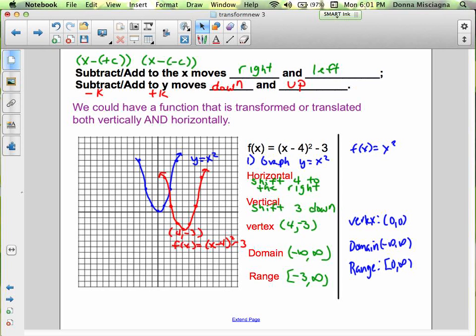And you could graph this much faster than 8 minutes, but we were talking about this function the whole time, so it takes us a little longer. But that's all the steps to being able to graph using translations.